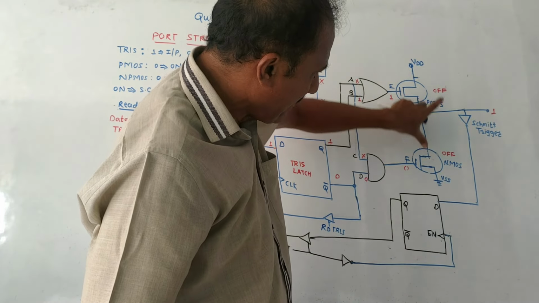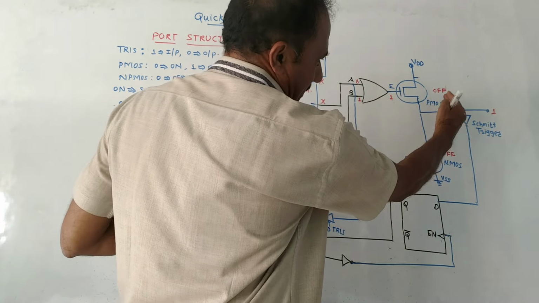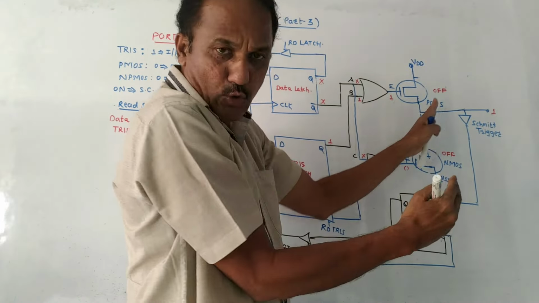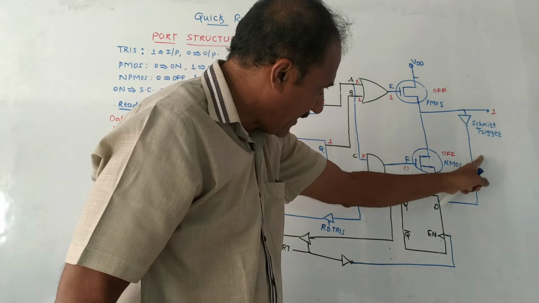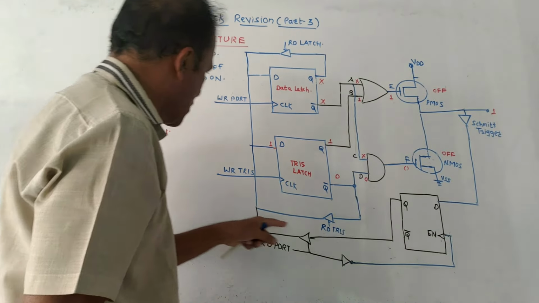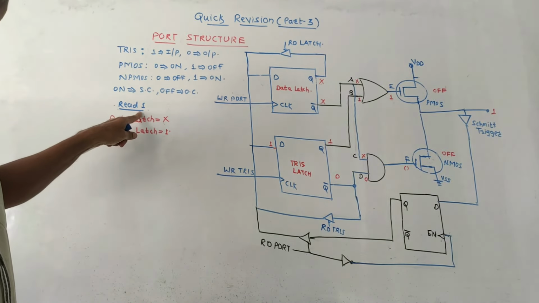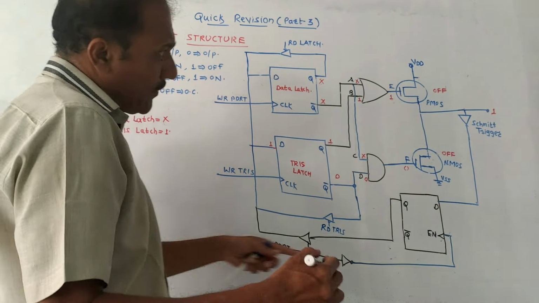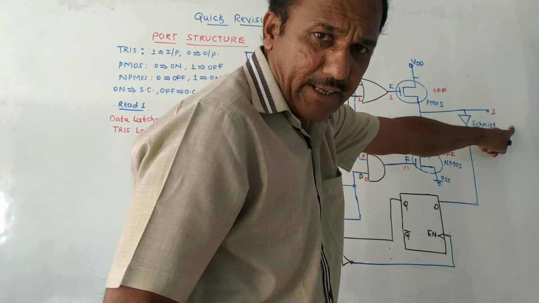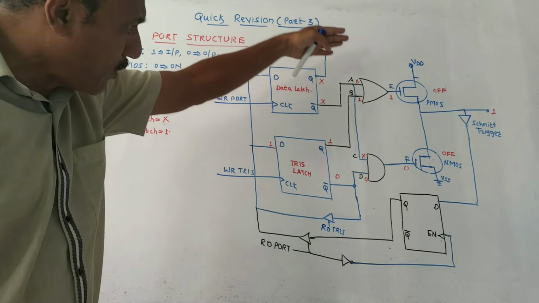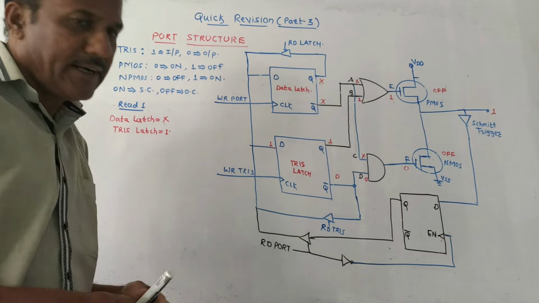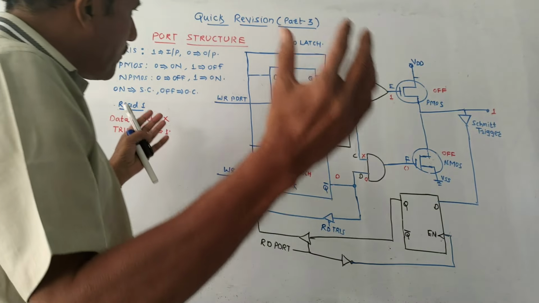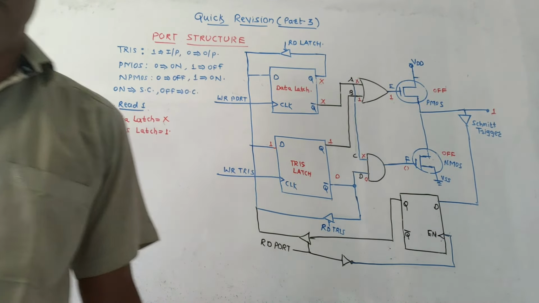Both MOSFETs are off, meaning this will act as an open circuit. So this path will not come into play because it is open circuited. The 1 written here, we can read it through this latch. So this is how we can read value 1. In the same way, if you want to read 0 value, then we will apply 0 here. Similar conditions, these two MOSFETs will be off and we can read 0. This is about the port structure of the PIC18F microcontroller.